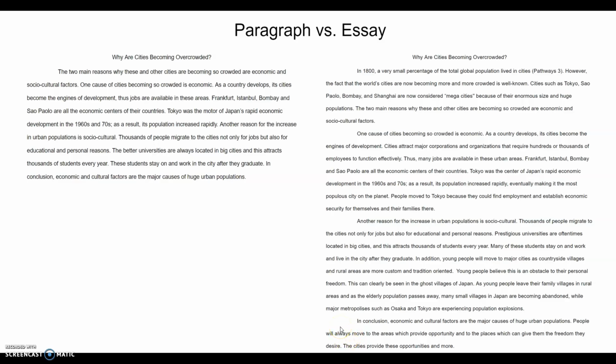An essay basically can give the same information as a simple paragraph, but it gives much more information, much more explanation, and many more examples as well. So it's much more detailed than a simple paragraph. So that's just a basic explanation of the differences between a paragraph and an essay.